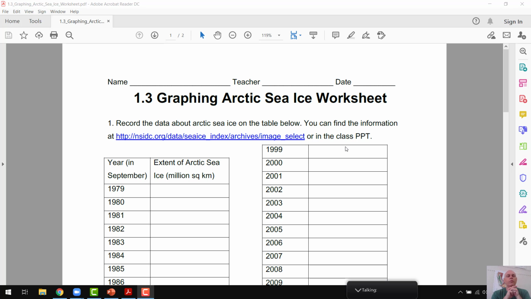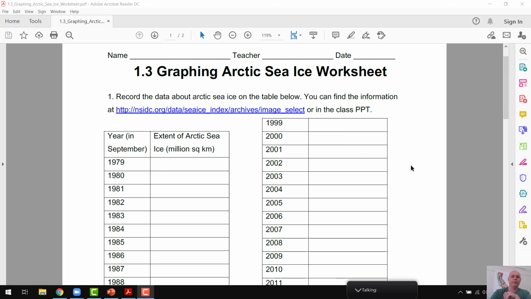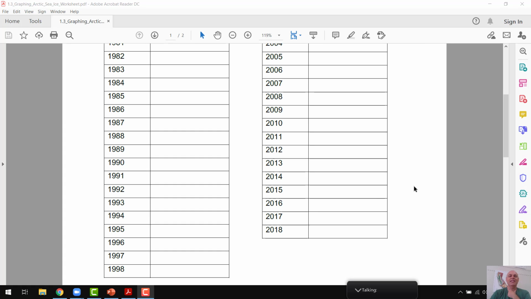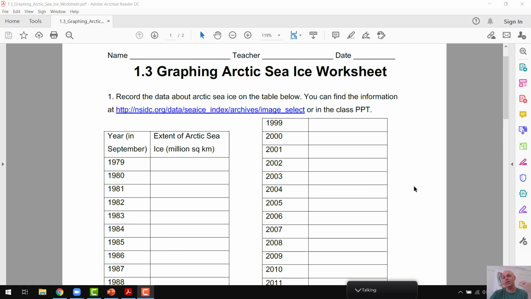Good morning. We are going to practice some graphing today and look at the Arctic sea ice and how it's changed over the last several decades. So we're going to look at Arctic sea ice starting from 1979, not that long ago. I was 3. And we're going to go to 2018 and see how the ice that's floating in the Arctic Ocean, because at the North Pole there's no land mass right there, it's just ice, has changed year to year.